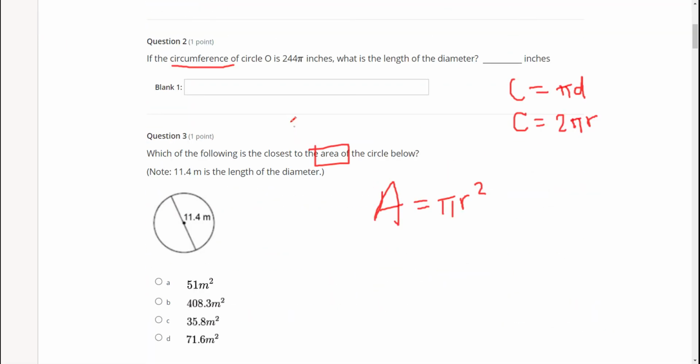Question 2 is the easiest, trickiest question you'll ever see. So I'm glad you asked. If the circumference of circle O is 244 pi, what is the length of the diameter? Which of these equations relates circumference and diameter? The first one. And where do I substitute the 244 pi? So if I do 244 pi equals pi d, what's d?